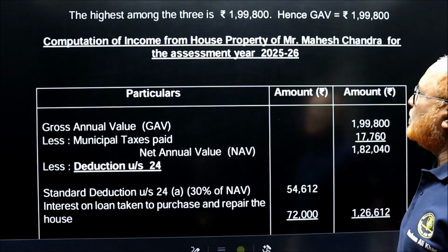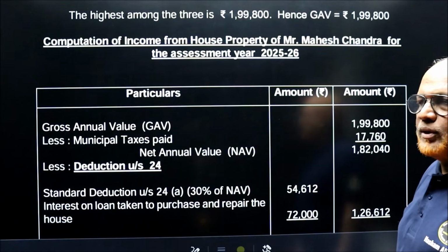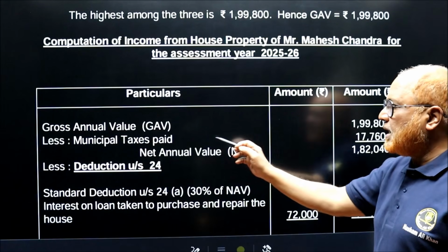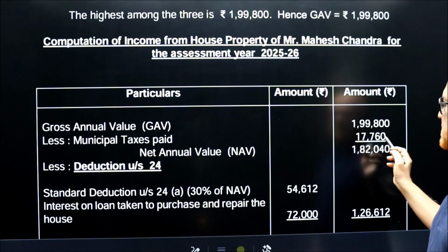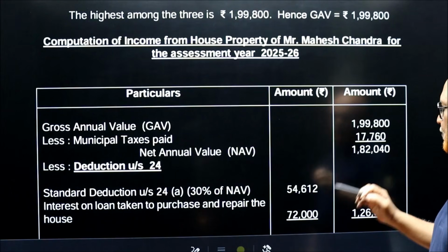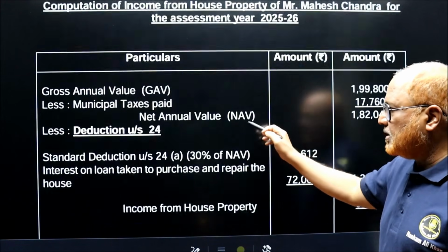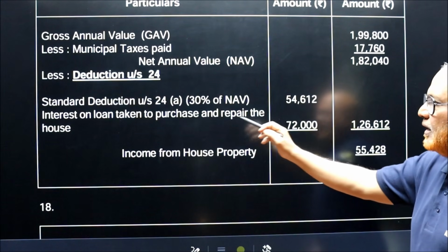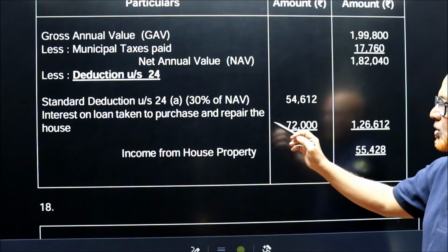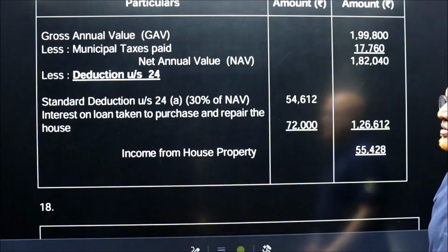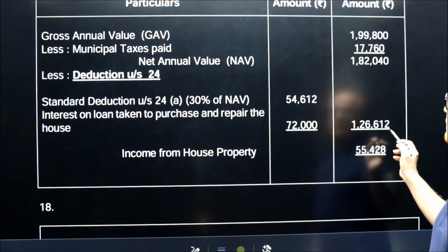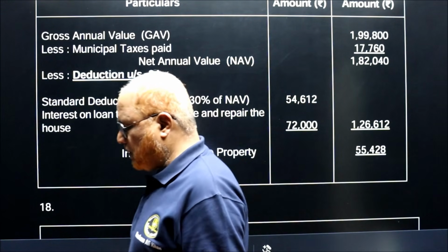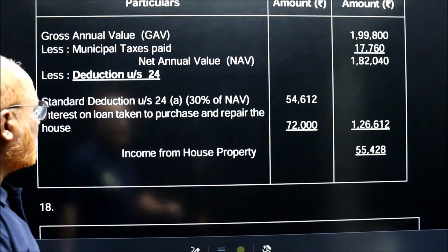Now, computation of income from house property of Mr. Mahesh Chandra for the assessment year 25-26. GAV 1,99,800, just now we have calculated. Municipal taxes we have calculated in working note 17,760. NAV is 1,82,040. Deduction, standard deduction under section 24A, 30% of NAV, that is 54,612. Interest on loan taken to purchase and repair the house, 72,000. So 1,26,612. So deduct, 55,428 is the income from house property. That's it. 17th problem completed.